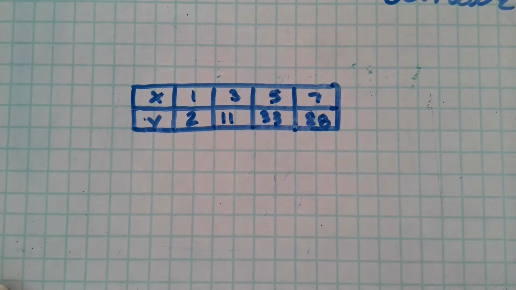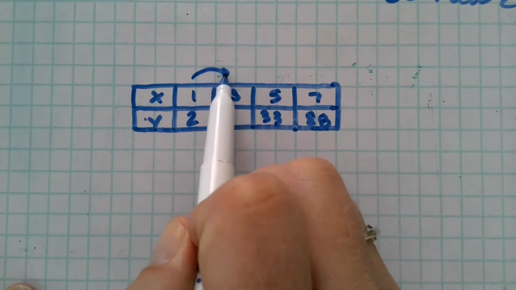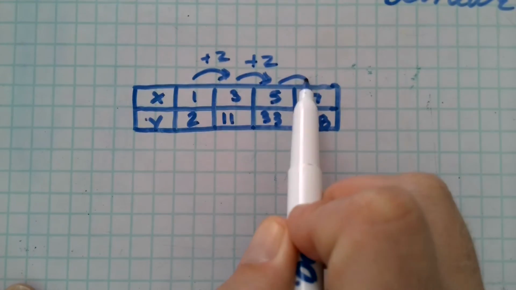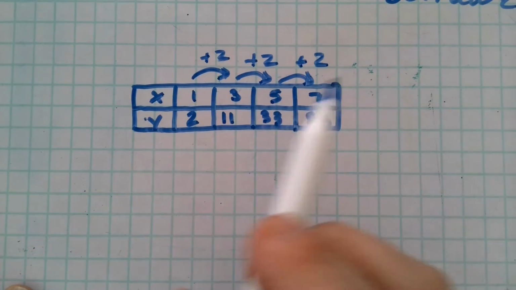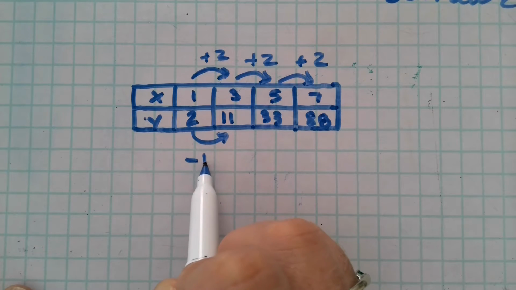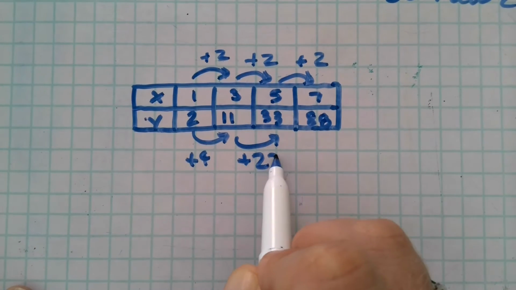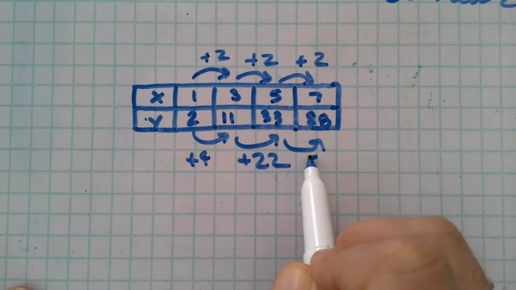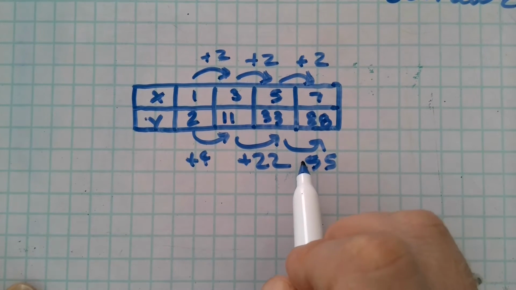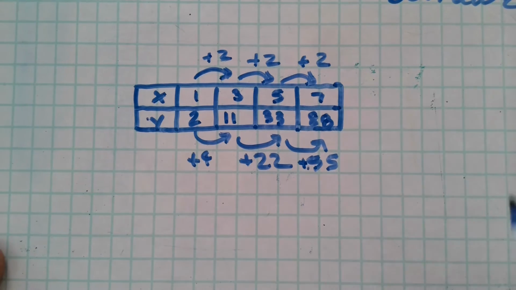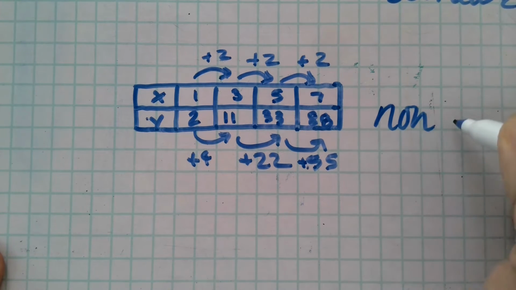As we analyze this table of values, we notice that our x values are increasing by 2 as we go along the table. However, when we look at our y values, we notice that they're increasing by 9, and then increasing by 22, and then increasing by 55. That is not a constant rate of change. And so we would say that it does not increase by a constant rate, so the function is non-linear.